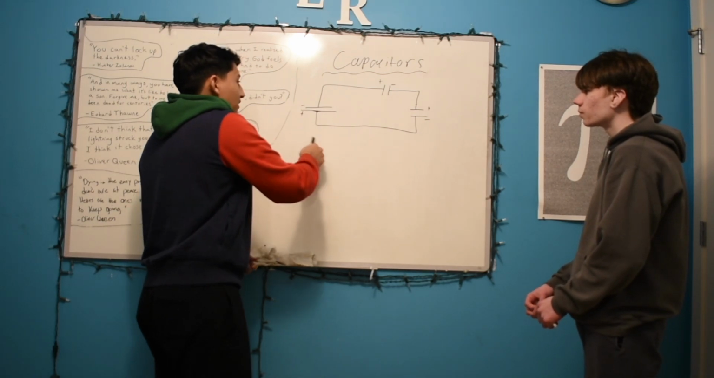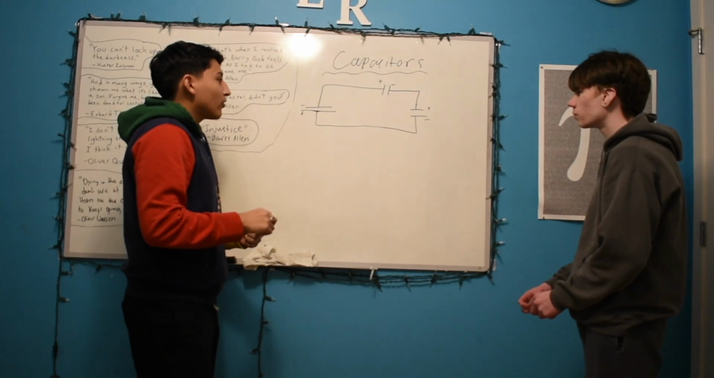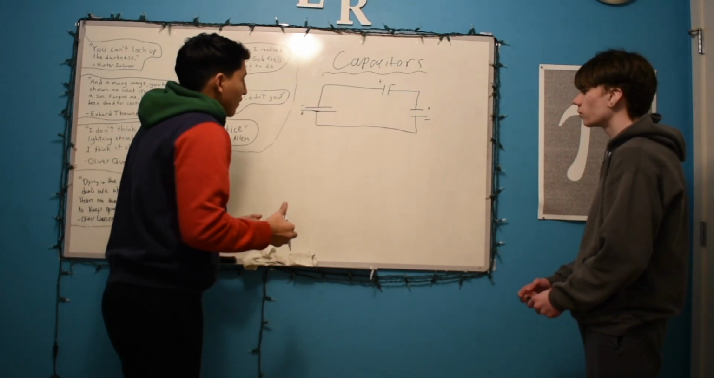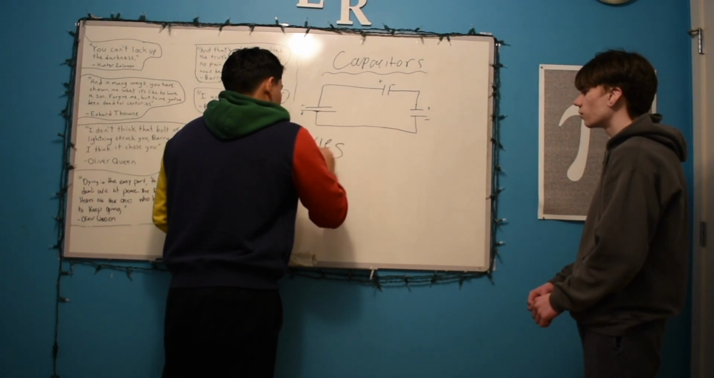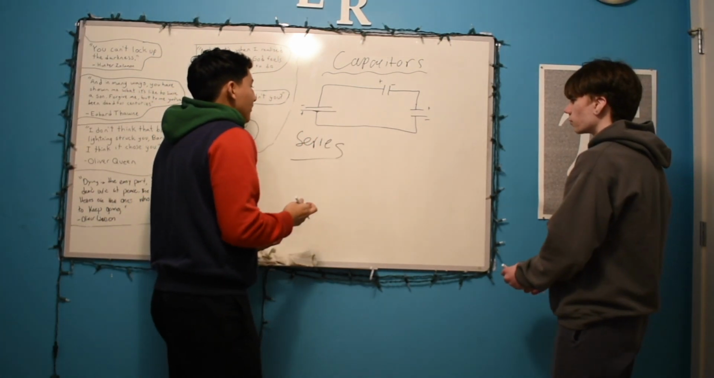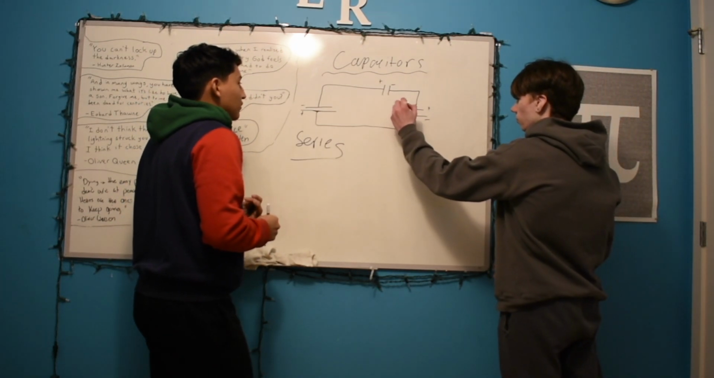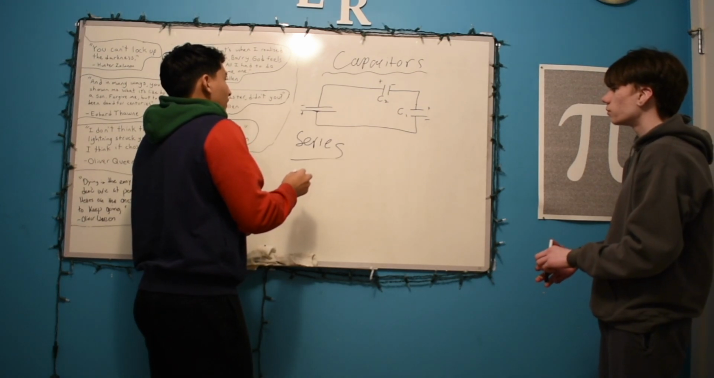So this positive is going to go into that negative, and the capacitors are slowly going to get charged over time. It's not really that slow, but for a series circuit, which is this case, you can calculate total capacitance similar to total resistance, except it's the opposite.